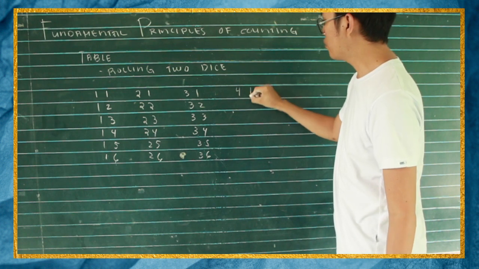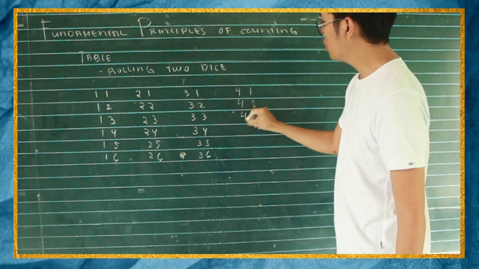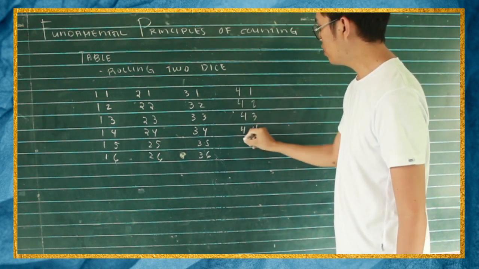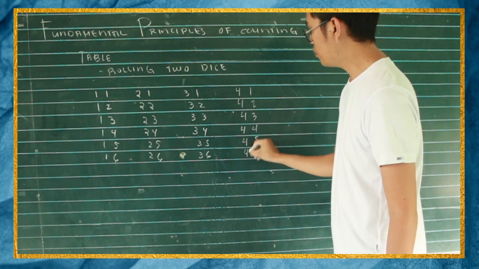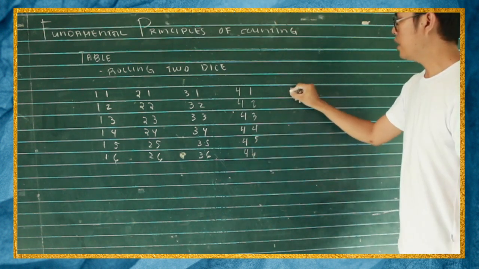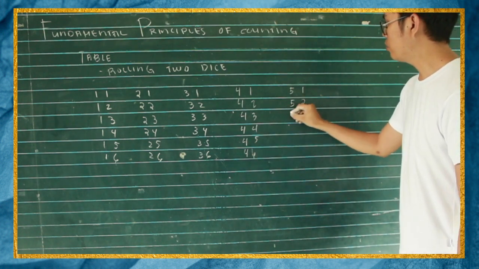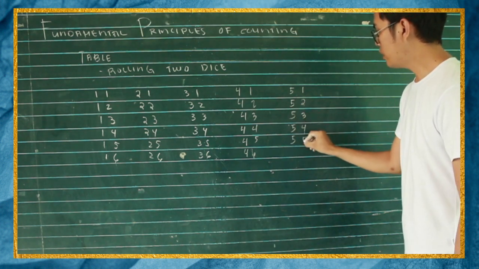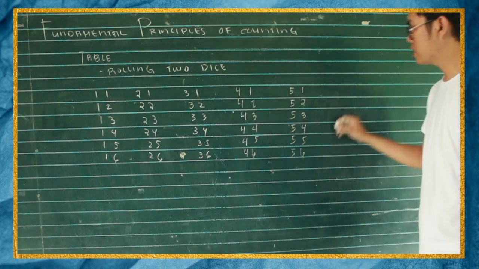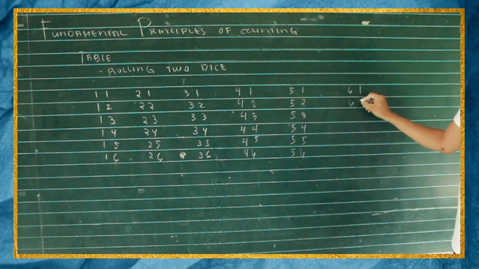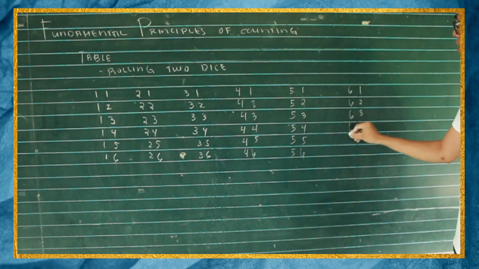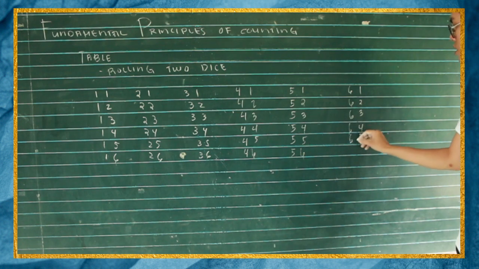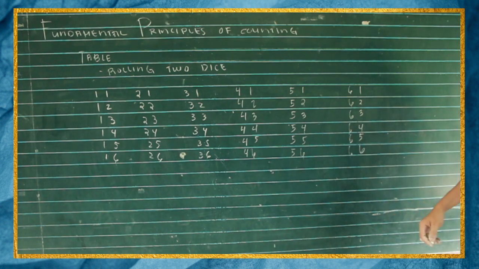And then 4, 1; 4, 2; 4, 3; 4, 4; 4, 5; 4, 6. Then 5, 1; 5, 2; 5, 3; 5, 4; 5, 5; 5, 6; 6, 1; 6, 2; 6, 3; 6, 4; 6, 5; 6, 6.